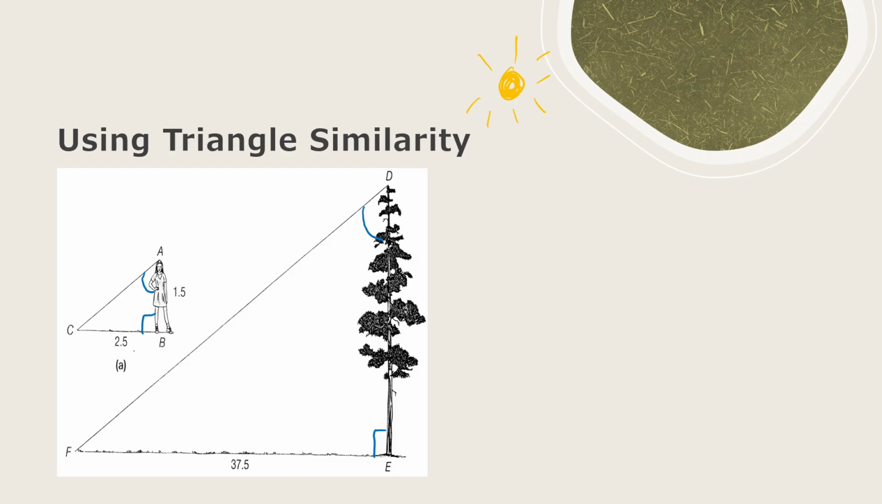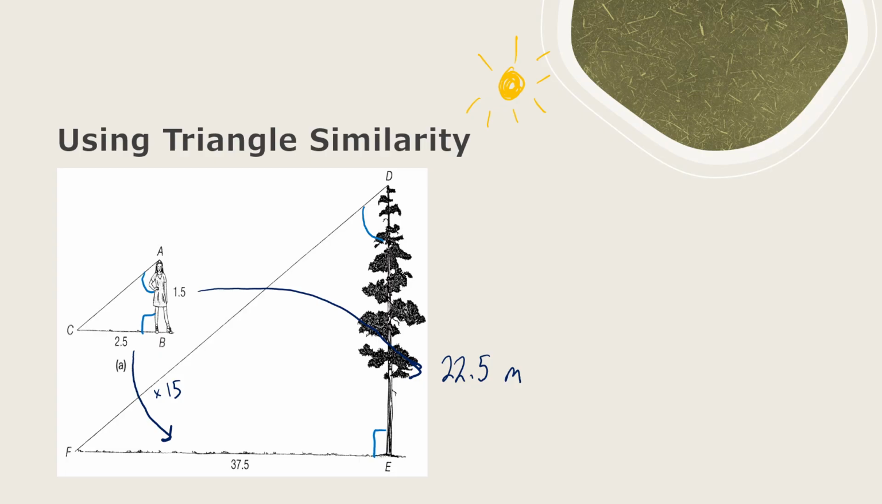I can look at this and say, hey, what do I have to multiply 2.5 by to get to 37.5? Well, let's see. I believe that ends up being 15, if I'm thinking correctly. Yep, that's 15. So I multiplied the 2.5 by 15 to get to 37.5. So to get to the 1.5, I'd multiply that by 15 to get the tree height. And so that gives me 22.5 meters.